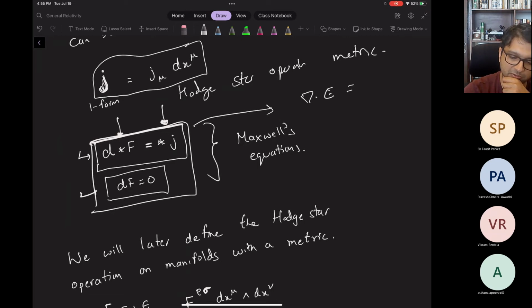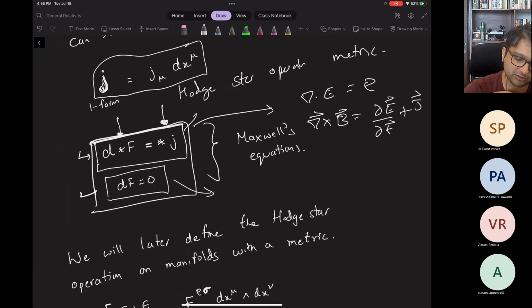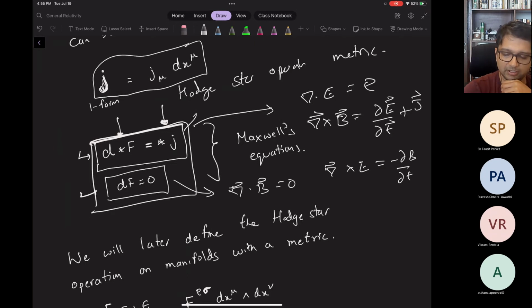Del dot E is equal to rho, and del cross B is equal to partial E partial t plus J. All of that is encompassed in these two equations, and the other two equations are here. Del dot B is 0, and del cross E is, so the source free equations are here. And that's it. So you can get Maxwell's equations. This is probably the most elegant way of writing Maxwell's equations, using the language of differential forms.